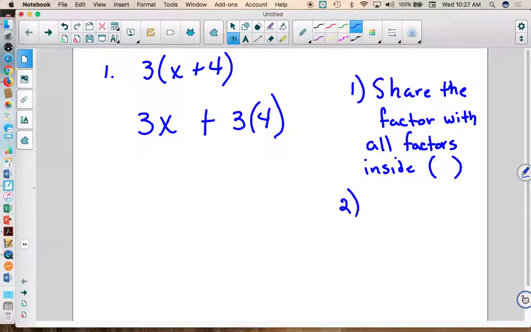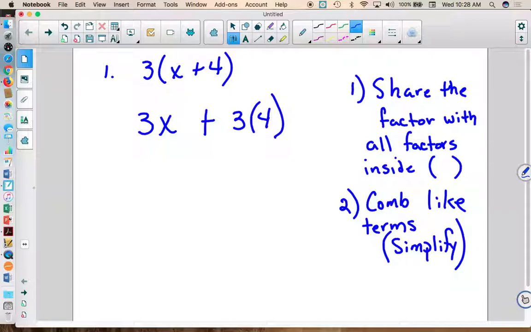And then step 2, combine like terms. We say we are going to simplify. Okay, that's what we would call that. We're going to simplify. So in this case, I have 3x plus 20. Are there any like terms to combine with? No, sorry, that's not 20, it's 12. Three x plus 12.